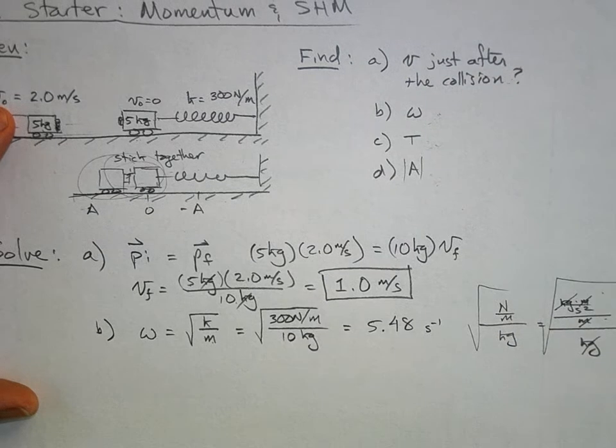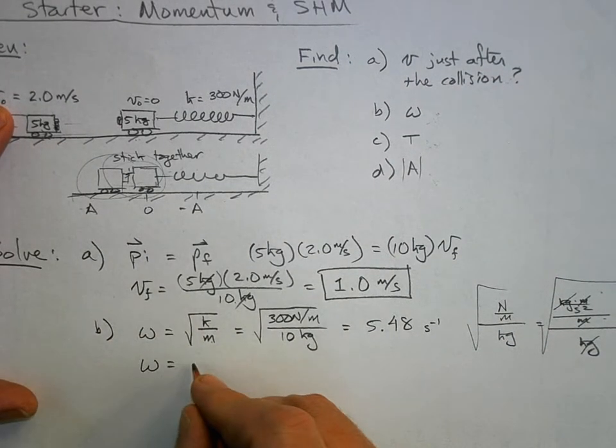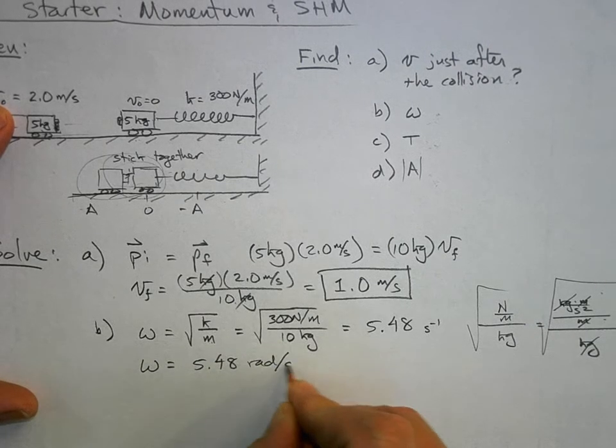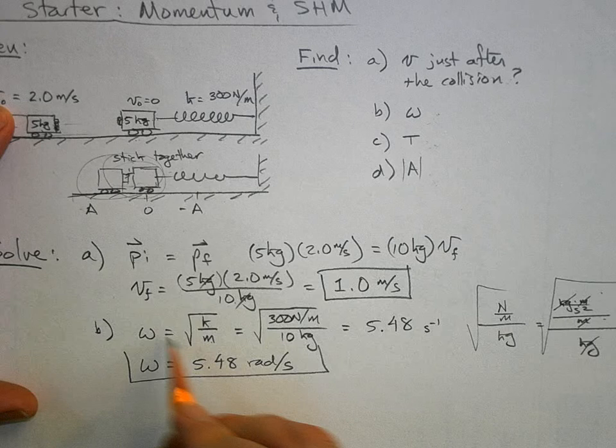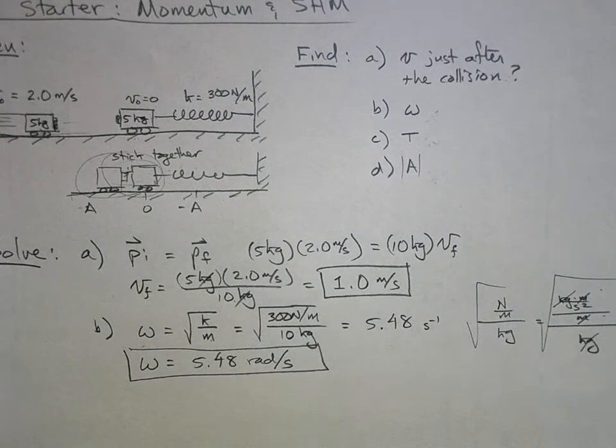Sometimes you'll see it written that way. That's okay. I'm going to write it like this, though. Radians per second. A per second is a second to the minus 1. A radian is a ratio of a length to a length, so it's really dimensionless, but I like to leave it in there. Does that make sense to everybody? Yes. All right.